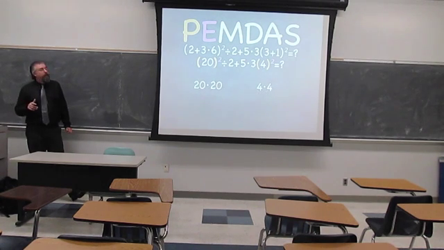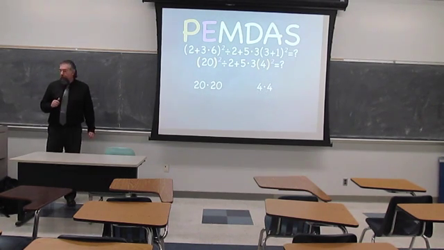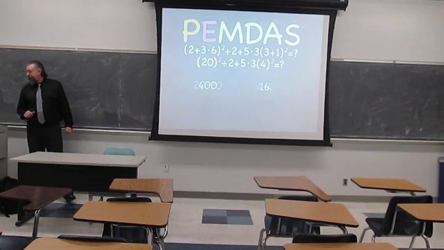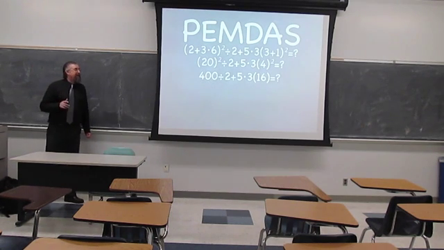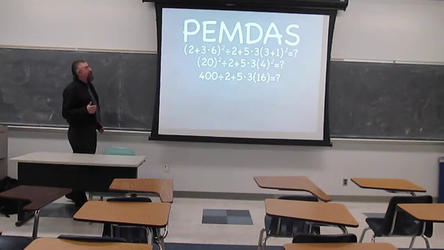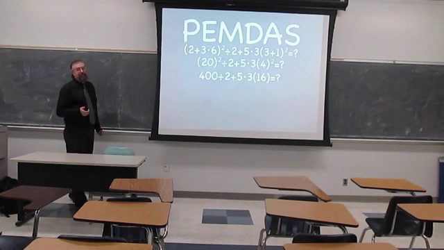So 20 squared is 20 times 20. 4 squared is 4 times 4. You do the math on that. You have 400 and you have 16. So the new problem is 400 divided by 2 plus 5 times 3 times 16.